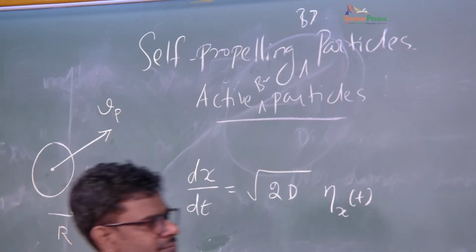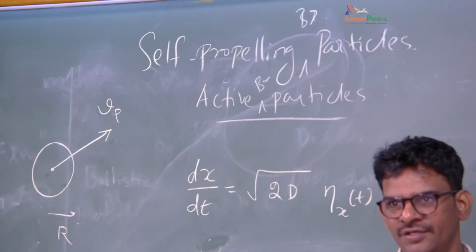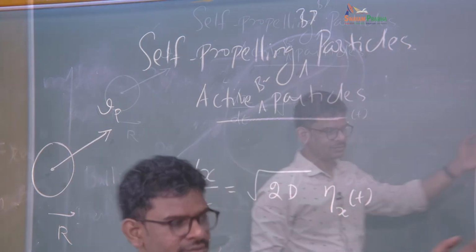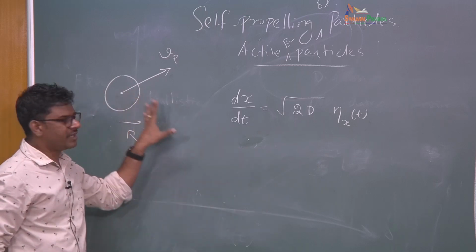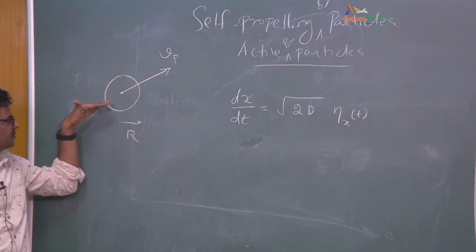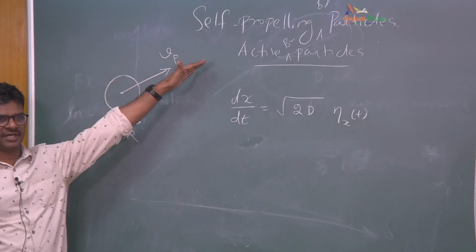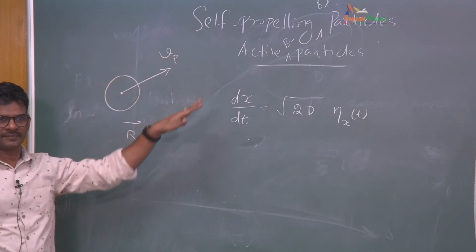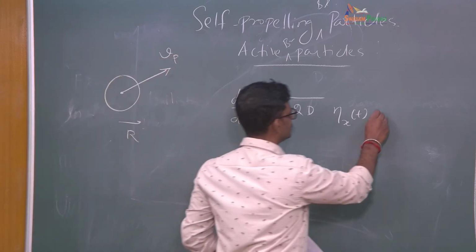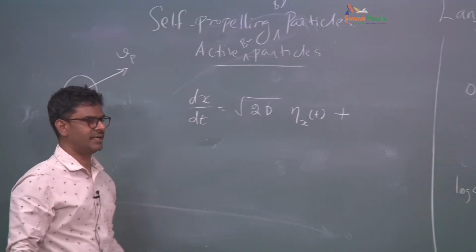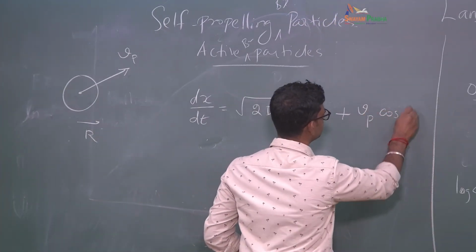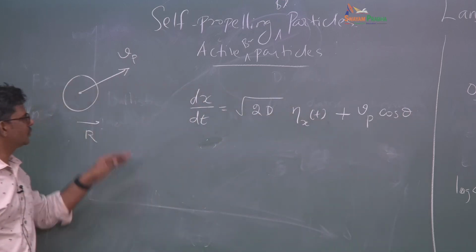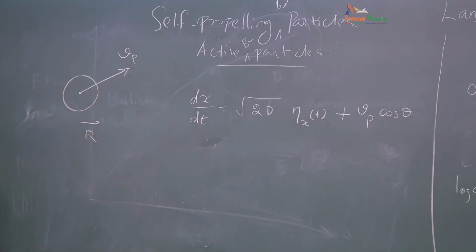By the way, kT by gamma is nothing but a diffusion coefficient. So that's why I have written 2D eta x. This would actually mimic the Brownian motion, but like I said, this particle is also propelling in a given direction with a velocity v. So then there is an additional component here. The additional velocity is Vp cos theta. It is resolved in the x coordinate as Vp cos theta.